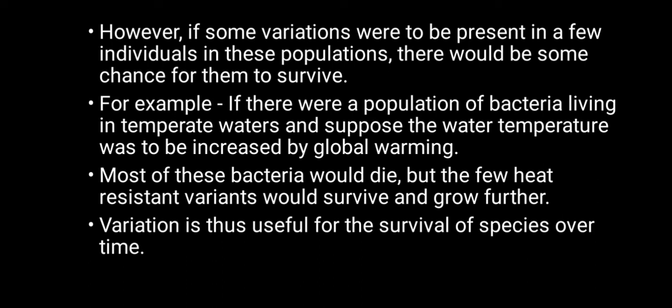For example, if there is a population of bacteria living in temperate waters, they are comfortably living in that particular ecosystem, and suppose the water temperature was to be increased by global warming. That is, there is a change in the environment. What is the environmental change? It is the increase in the temperature of the water, which is caused as a result of global warming. And most of the bacteria would die. And who will die? Those who have not obtained that variation.